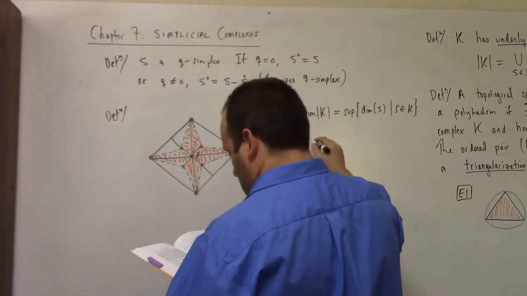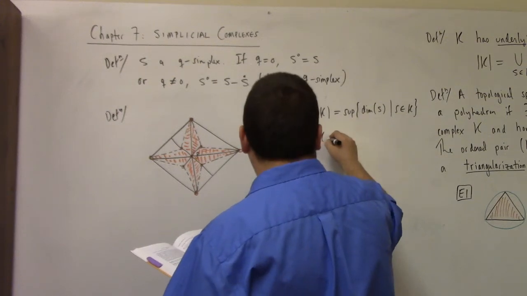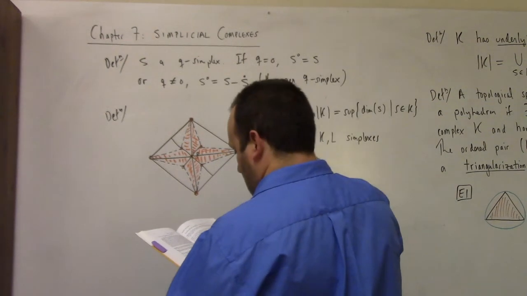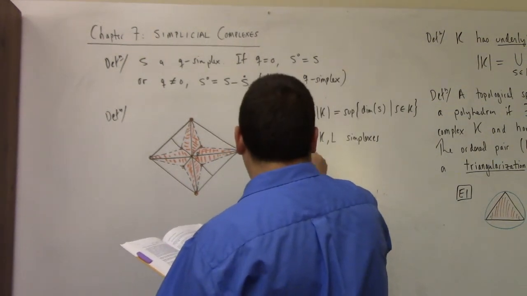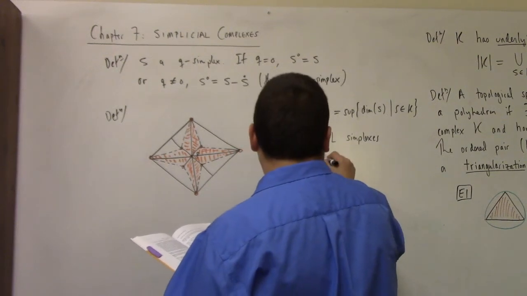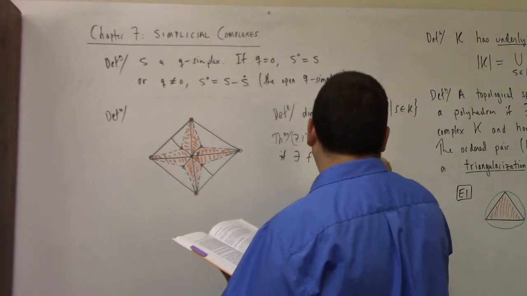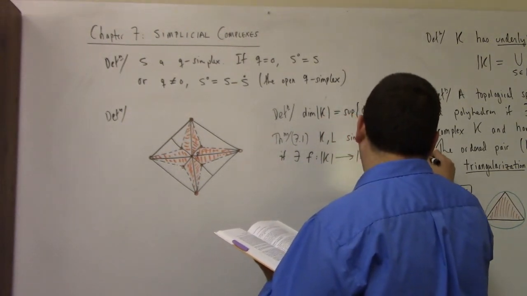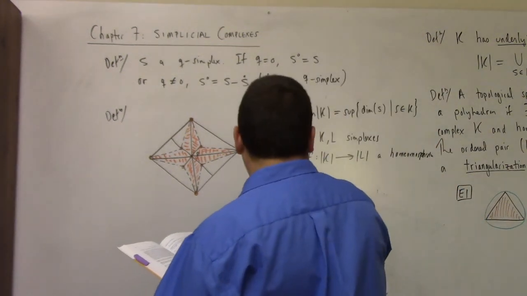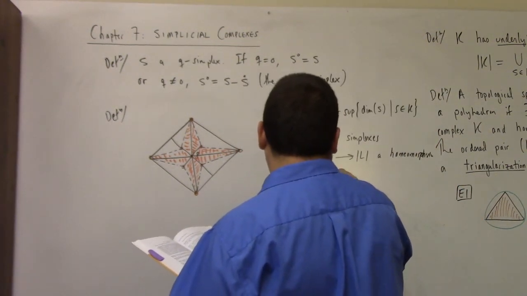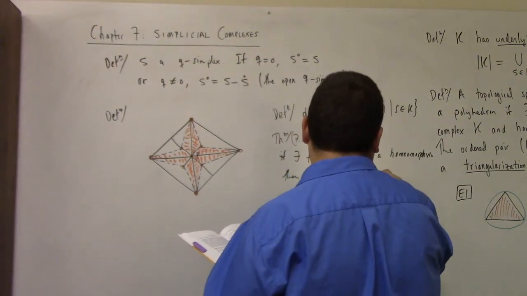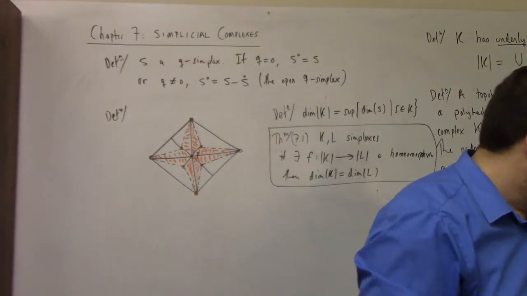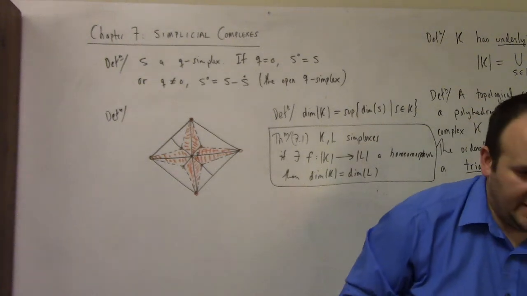7.1. K, L, simplexes. If there exists F from the underlying space of K to the underlying space of L, a homeomorphism, then the dimension of K is equal to the dimension of L, so-called invariance of dimension. Let's see here. I think I need to sit down for the proof of this one.